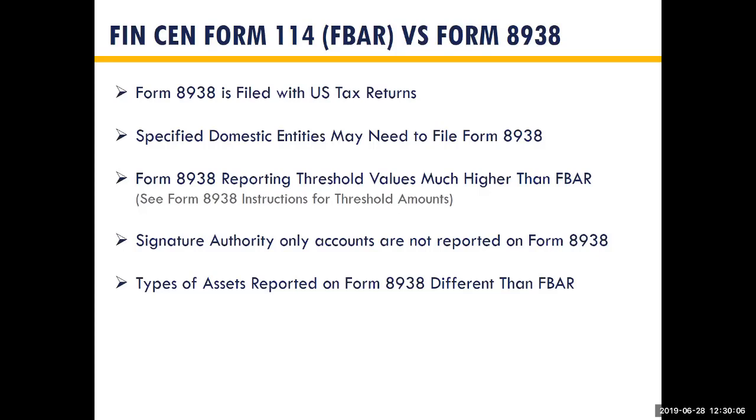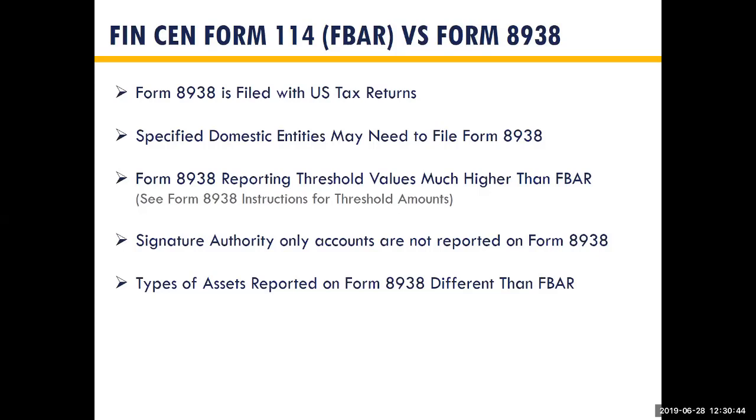Now, if you're unmarried and you're living outside the US, these amounts get much higher, and you would only have to file the form if your total value of specified foreign financial assets is more than $200,000 on the last day of the year, or more than $300,000 at any time during the year. So you can really see that this filing threshold is much higher than the FBAR, and sometimes you have an obligation to report one but not the other.